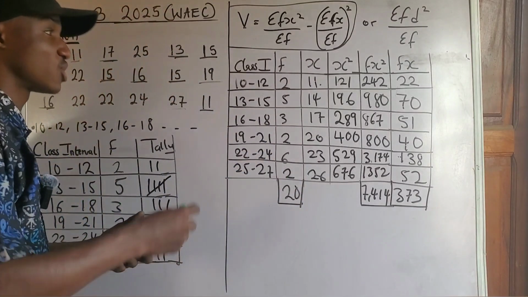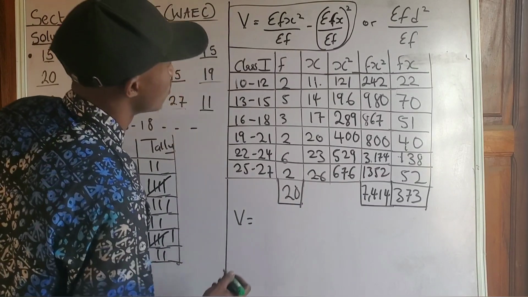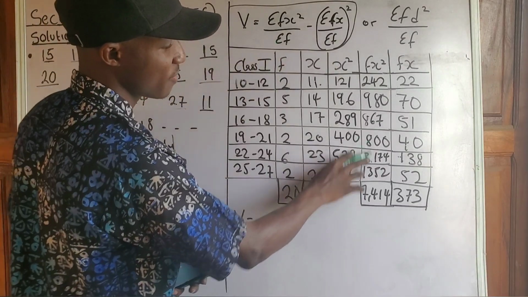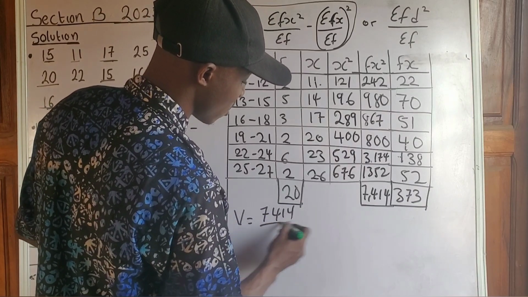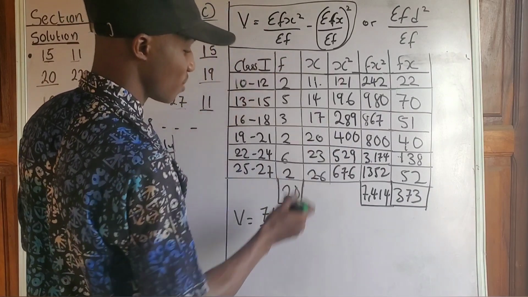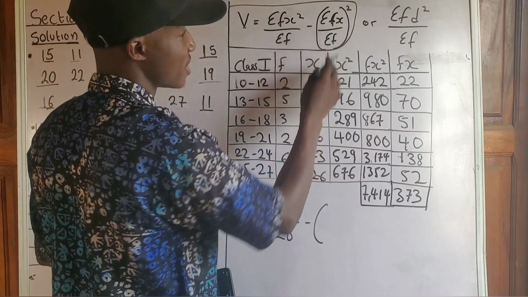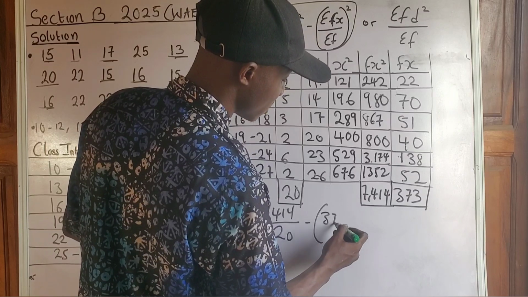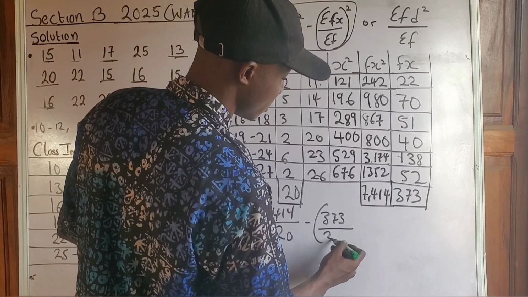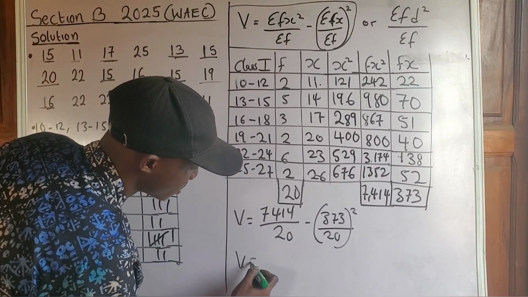Okay. So the variance is equal to summation fx squared over summation f minus summation fx over summation f, squared. Summation fx squared is 7,414, all over summation f, which is 20, minus summation fx, which is 373, all over 20. This is squared.